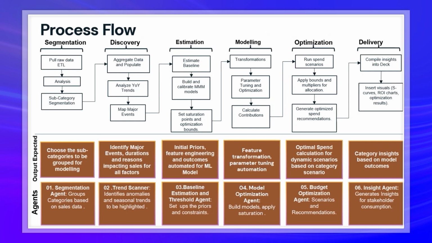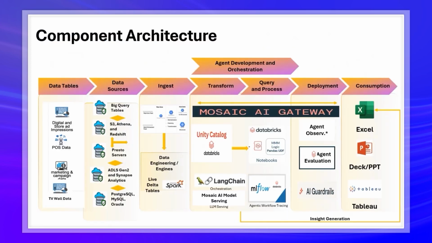And then in the delivery part, whatever process we have done, we compile into presentable documentation, and inside the full documentation we put all the results in certain decks and so on. So let's talk about the architecture of this process flow. This is the overall component architecture, the high level picture.